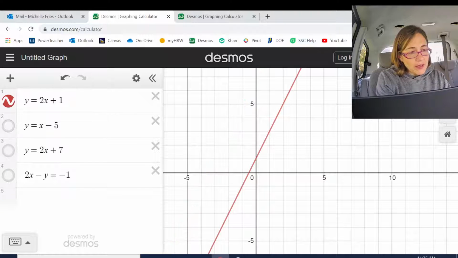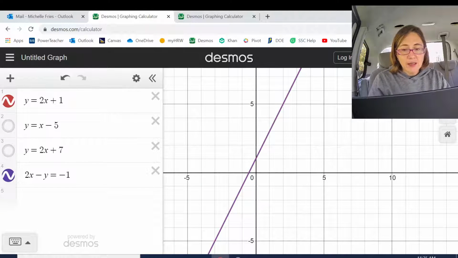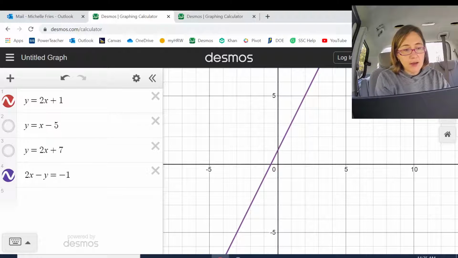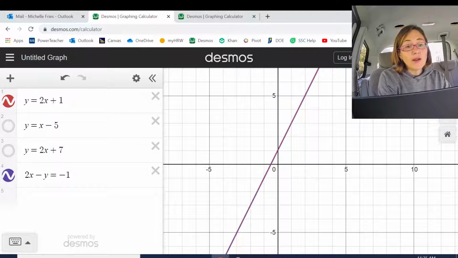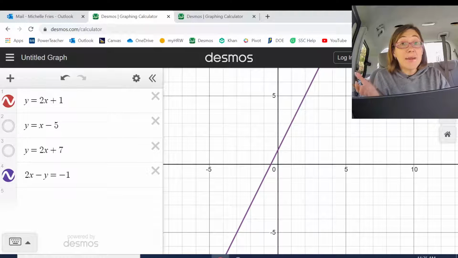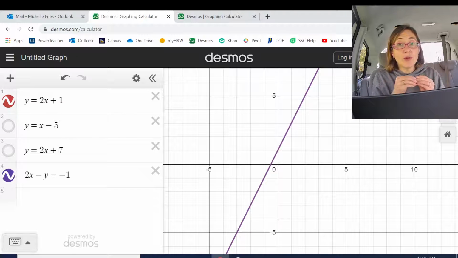And then the third possibility: now look, purple line, red line. What do you notice about the purple line and the red line? They overlap, they're the same line. So how many points would satisfy the red equation and also the purple equation? Infinitely many, because those two are touching everywhere. So those are the three cases we can have: one solution, no solutions, or infinitely many solutions.